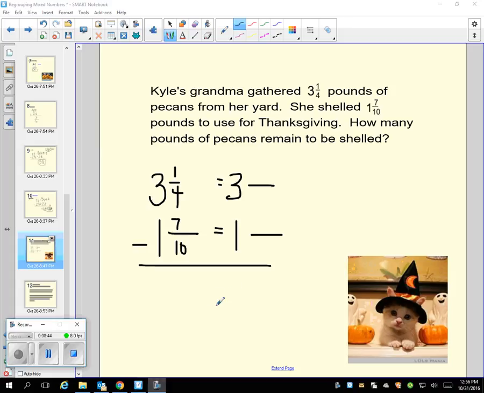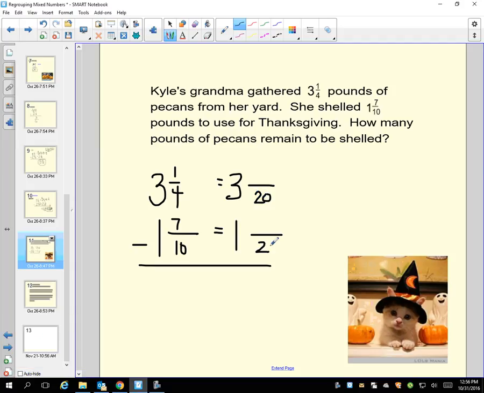Okay, I know first thing is that I do not have the same denominator, so I'm going to have to rename using my least common multiple, which is 20. You could use 40. You're just going to have to do some more simplifying at the end if you use 40. 4 times 5 is 20, so 1 times 5 is 5. 10 times 2 is 20, so 7 times 2 is 14. Okay, I know there is no way I can take 14 away from 5, so I'm going to have to regroup.